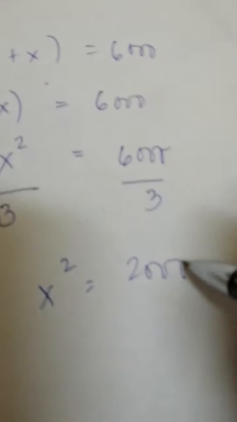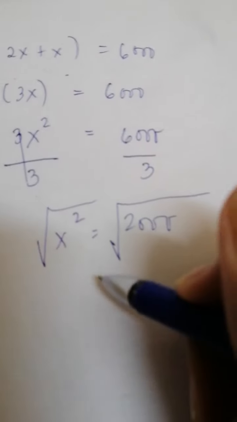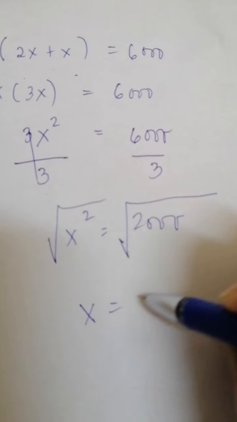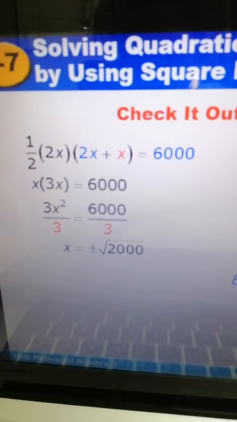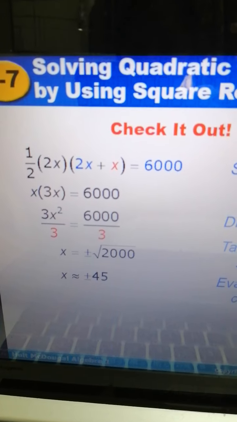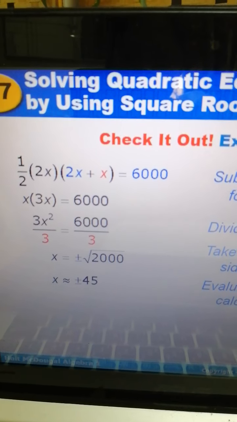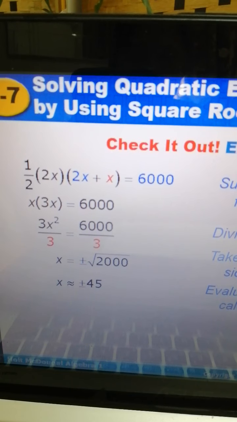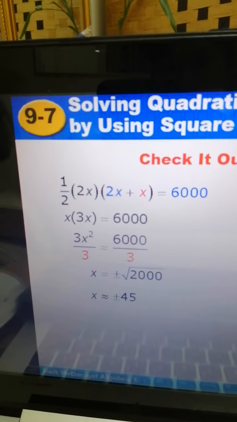So how did we come up with positive negative? Because we apply the square root to both sides. So we have x equal to positive negative square root of 2,000. Is 2,000 a perfect square? It's not. 45 times 45 is 2,025, so the answer is approximate, not exact. So what is the square root of 2,000?